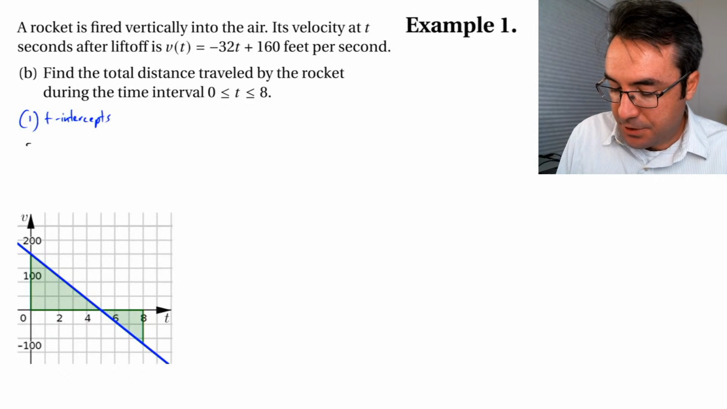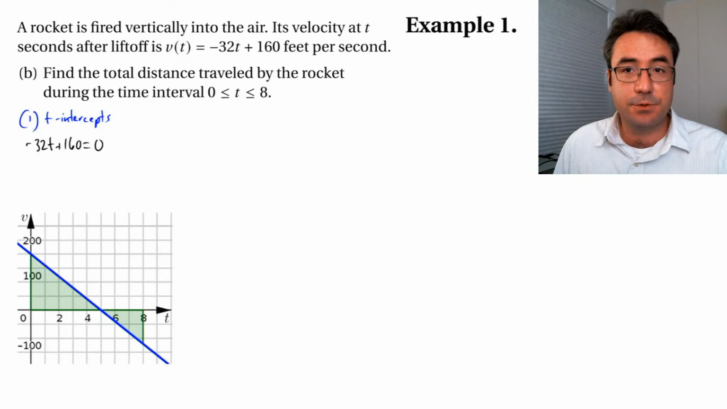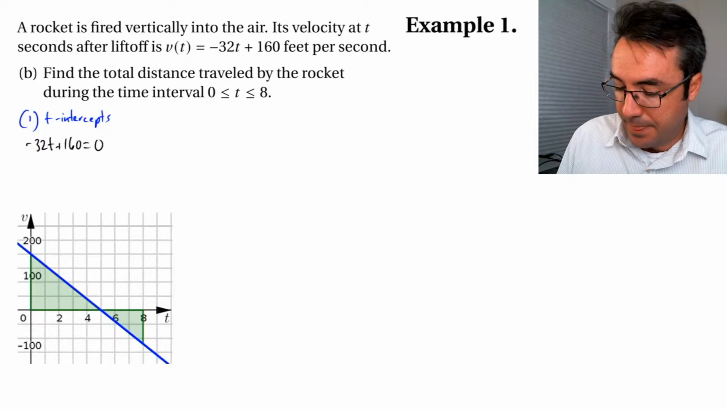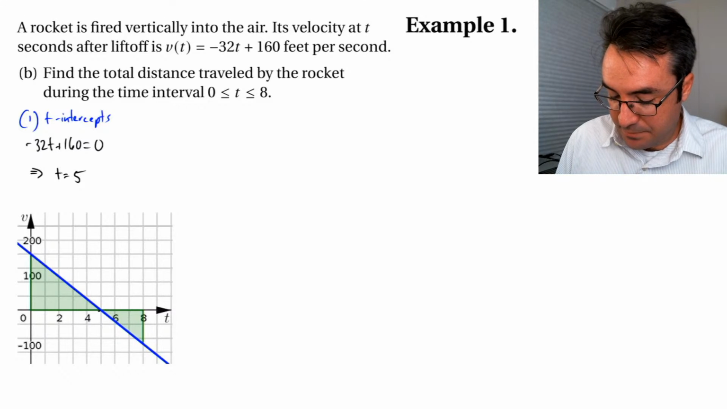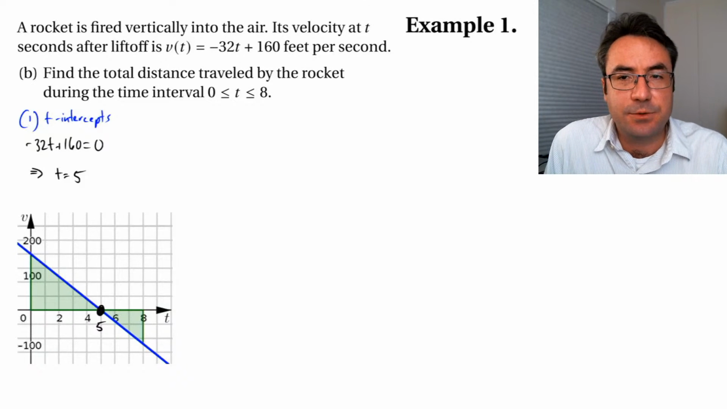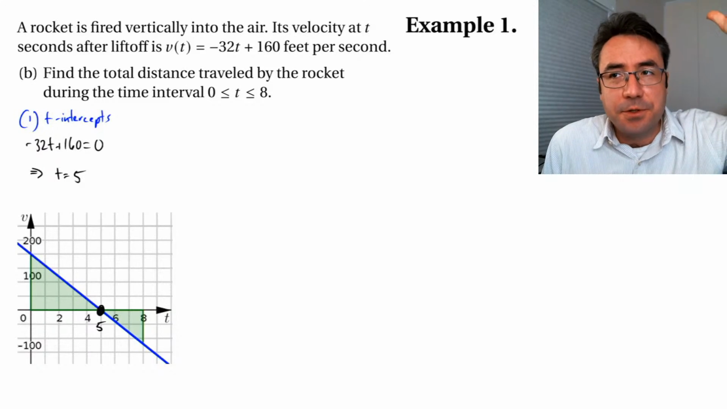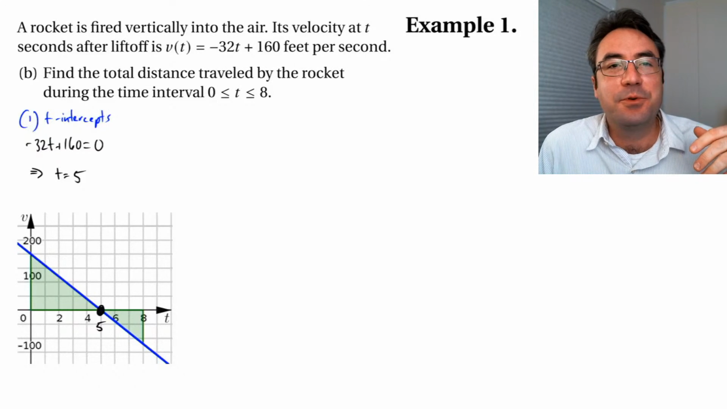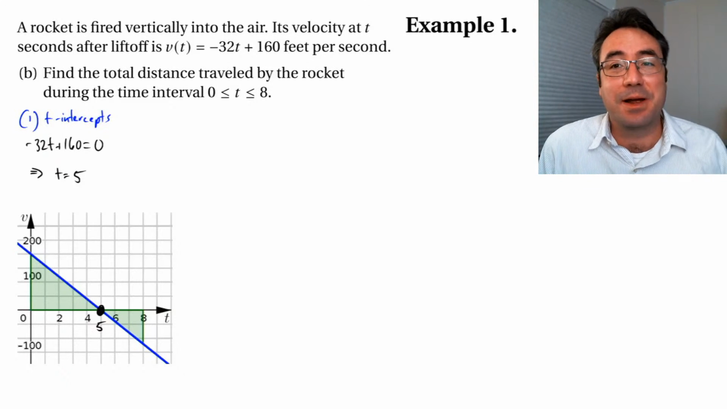So we take our velocity function, which is negative 32t plus 160. We set it equal to 0. So we're trying to figure out when our velocity is equal to 0, and then we solve for t. And if we do this, we get t is equal to 5. And that agrees with what we're seeing here on our graph. That's where we cross the horizontal axis. So after 5 seconds, all the fuel's exhausted and our rocket starts falling back. Well, no, our fuel probably got exhausted before that. But at that point, it starts falling back down to the ground.